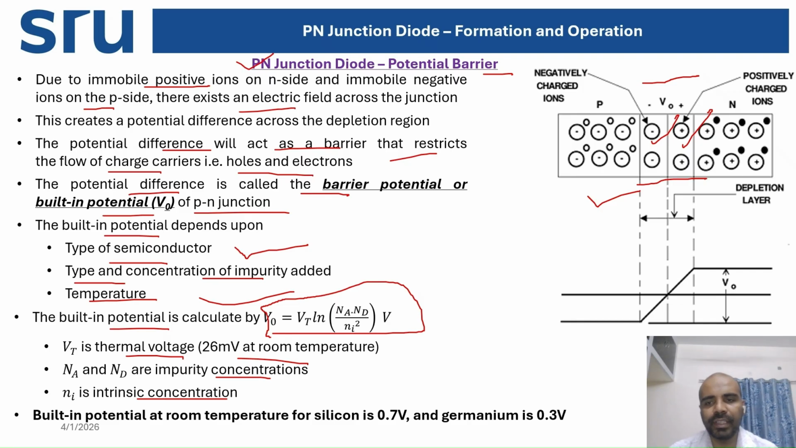So n equal to p for the intrinsic semiconductor, right? This is the intrinsic concentration of charge carriers. The barrier potential, or the built-in potential, at room temperature for silicon is 0.7 volt, and for germanium it is 0.3 volt, right? Hope it is clear now.